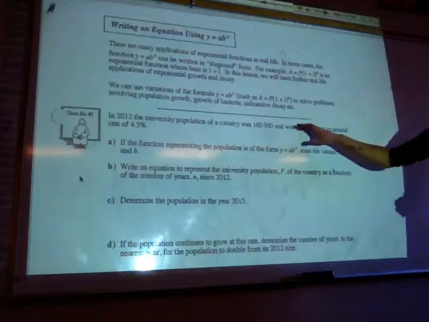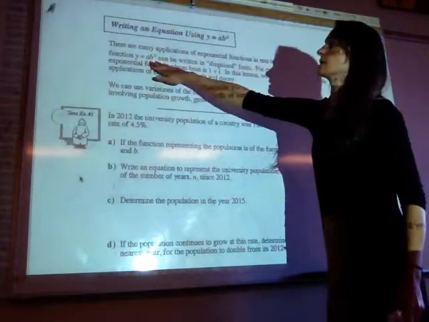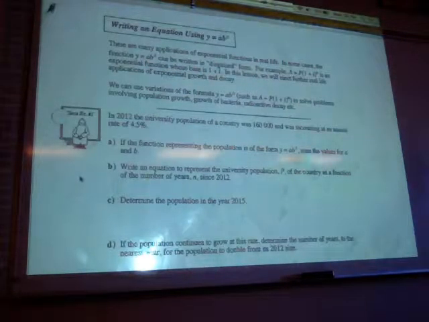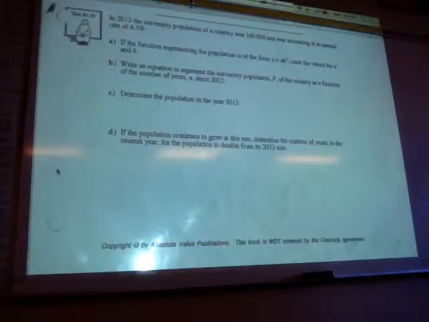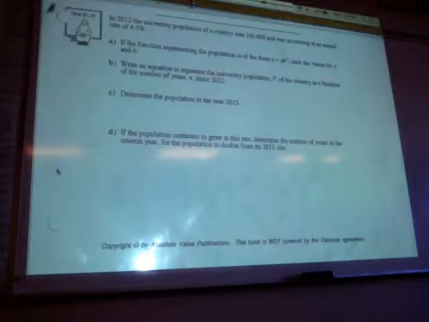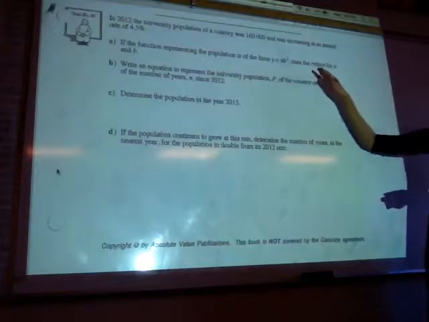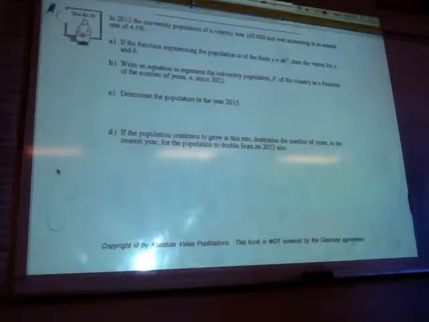Why don't we try using the exponential function y equals a times b to the power of x in this example. So in 2012, the university population of a country was 160,000 and was increasing at an annual rate of 4.5%. Okay, if the function representing the population is of the form y equals a times b to the power of x, we're going to state the values of a and b.